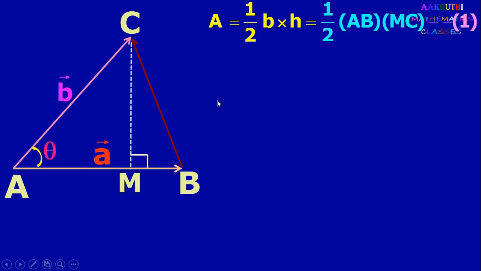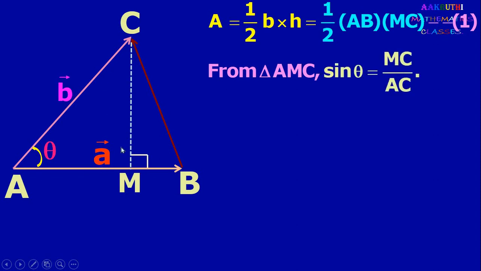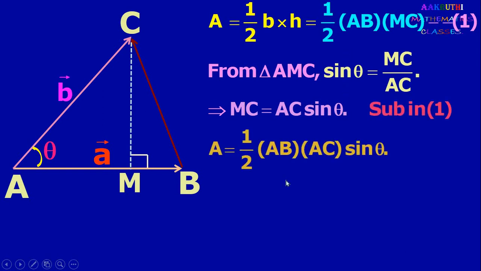Now here we have to find MC first. We consider the right angle triangle AMC. In triangle AMC, sin theta can be written as MC by AC, since sin theta is opposite side by hypotenuse. Therefore MC can be written as AC into sin theta. Now we substitute all this in equation 1. We get A equal to half into AB into MC, and the MC value is AC sin theta.